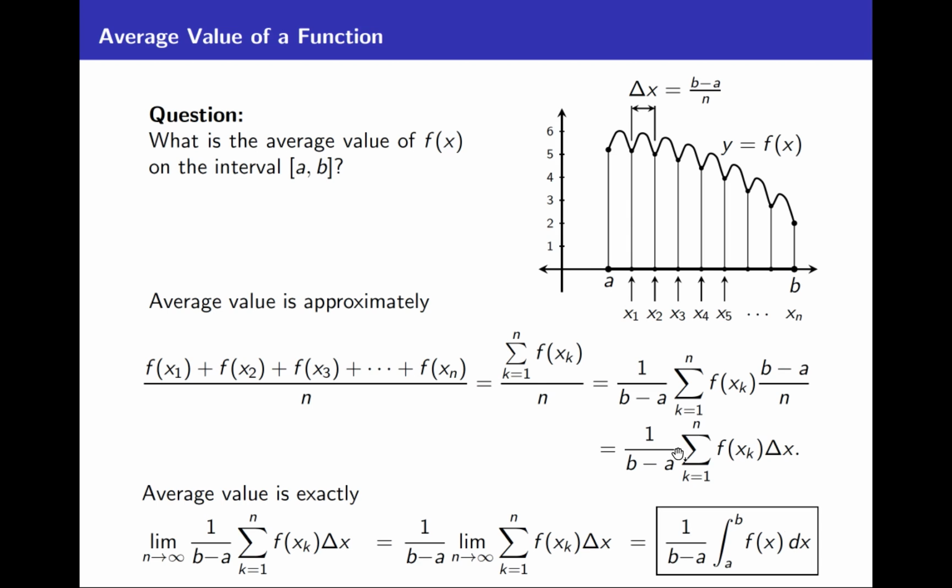So that's an answer to our question. What is the average value of f of x on the interval from a to b? Answer, the average value is exactly 1 over b minus a times the integral from a to b of f of x dx. So it's kind of interesting that this definite integral really is literally adding up infinitely many terms, infinitely many f of x values, as n is going to infinity, and dividing by infinity, and coming up with a meaningful answer.